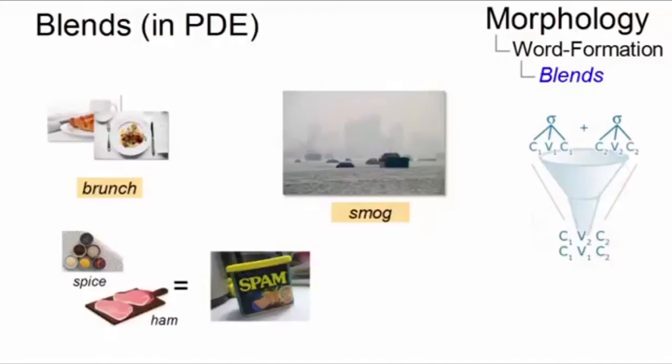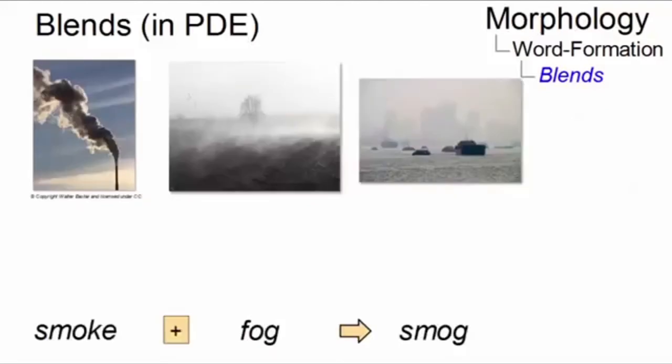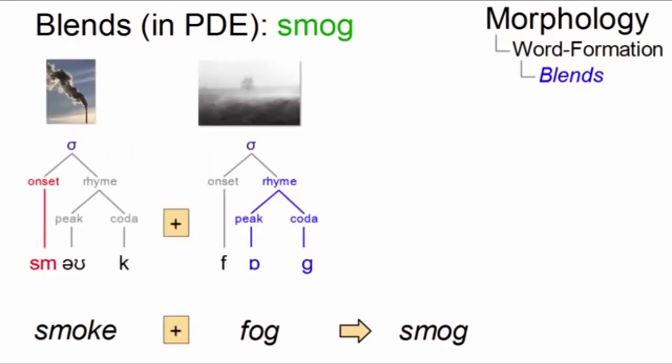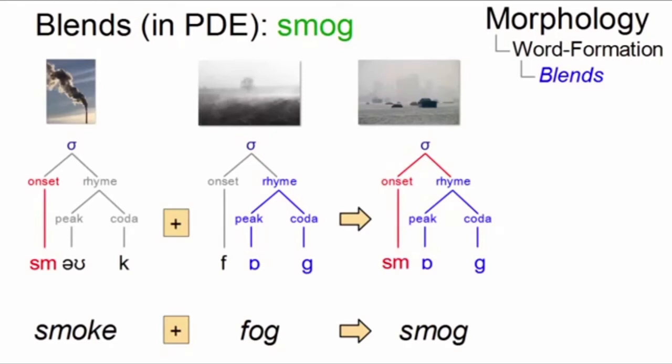Blends are words formed in an unorthodox way by joining chunks of their component parts. Here is a well-known example. The combination of smoke and fog results in smog. In smog, two monosyllabic words are recombined, and we can clearly see that the result is a combination of the onset of the first syllable and the rhyme of the second one.